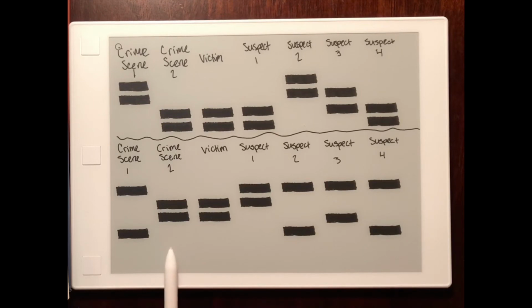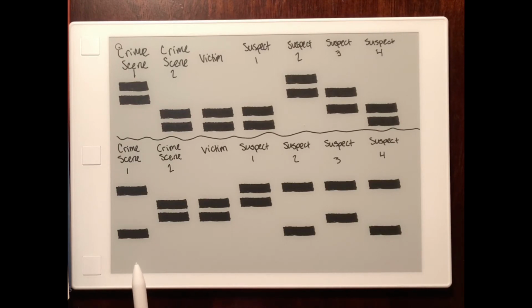if we look at this crime scene number 2 piece of evidence. And as you can see, at the second loci, only the victim matches up with this piece of evidence. So we know that crime scene 2 had to have come, that piece of evidence had to have come from the victim. So now we have to look at the first piece of evidence.